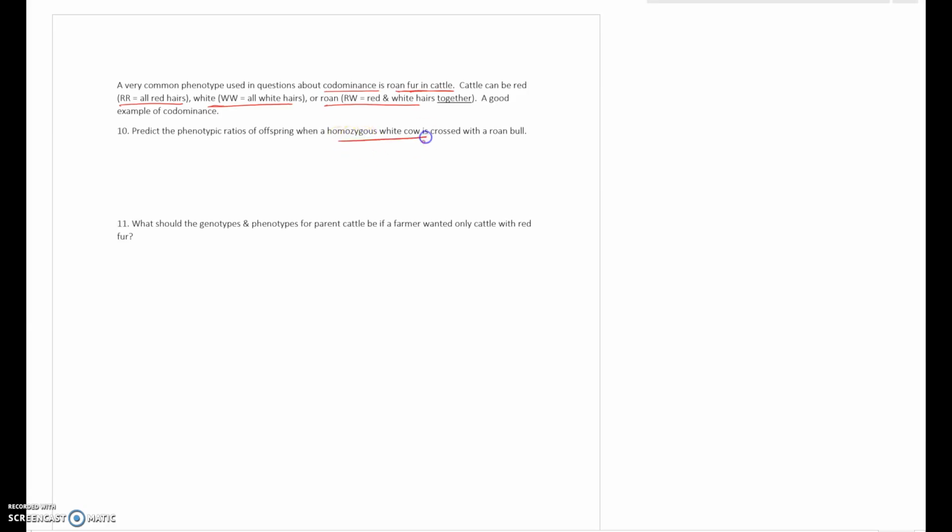So if we have a homozygous white cow, that would be WW, and crossed with a roan bull, so roan is the mix, that would be RW. We'd have RW, RW, WW, WW, and we want the phenotypic ratios. We would see 2 RWs, or the phenotype of that would be roan, and 2 white.